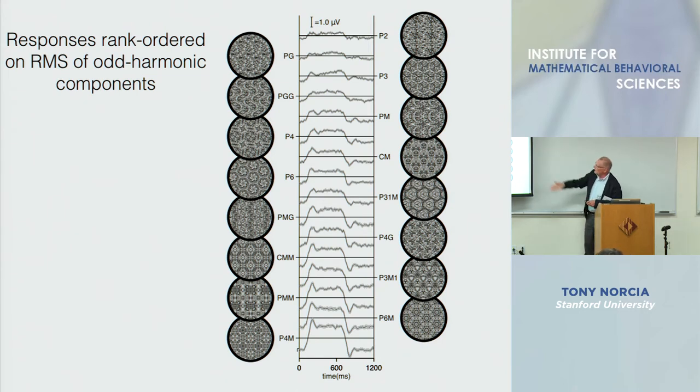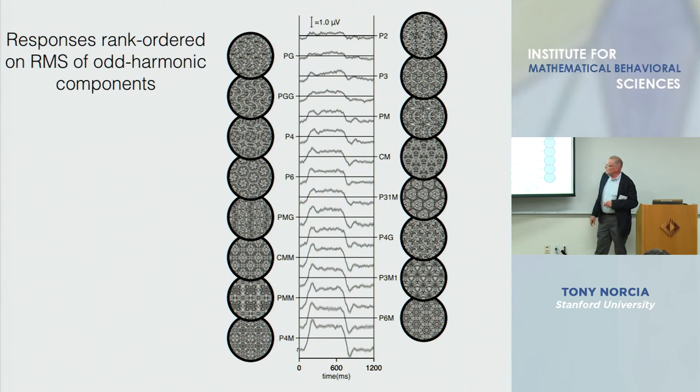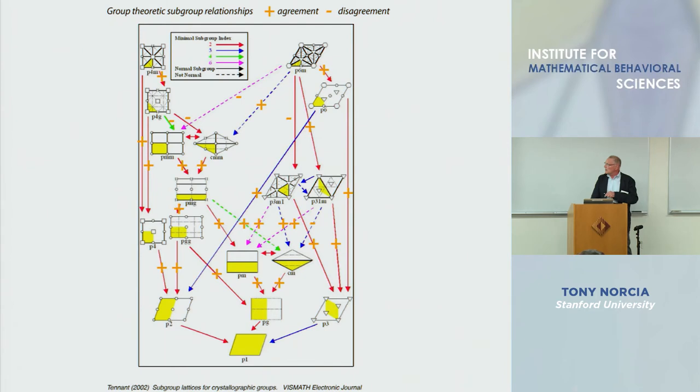Anyhow, nice ordering, some giant responses, some familiar characters here, P6, P4. P4 is at the top of the food chain, P6 at the top of the food chain. And then there are all these other ones. Okay, well, what we can do then is we can ask, does this ordering map onto this order? So here we know what the subgroup relations are.